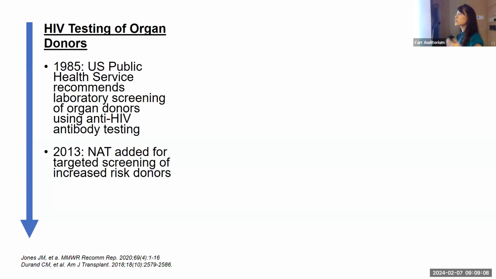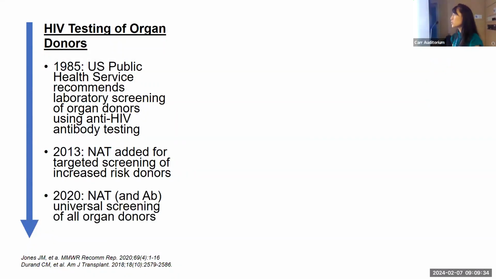And what had happened in the years prior, in 2007, there actually was a transmission from a donor who was antibody negative to 2 recipients who then turned HIV positive. And that donor was tested retroactively and was NAT positive. So NAT was first incorporated for increased risk donors, so those who might be at increased risk for transmitting HIV or hepatitis. And then in 2020, to make testing of donors more equitable, NAT, in addition to antibody, of course, is now universal screening for all organ donors. We actually don't use this indication of increased risk donors anymore because really any donor could be increased risk.